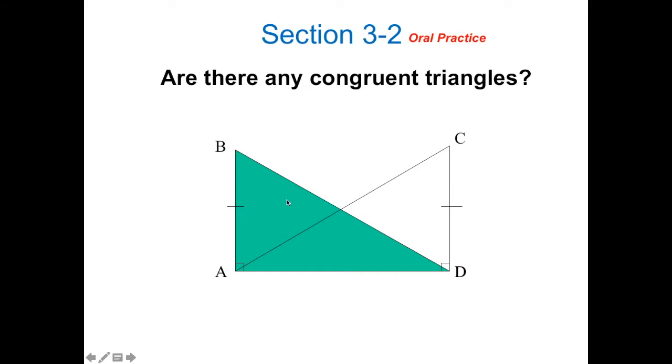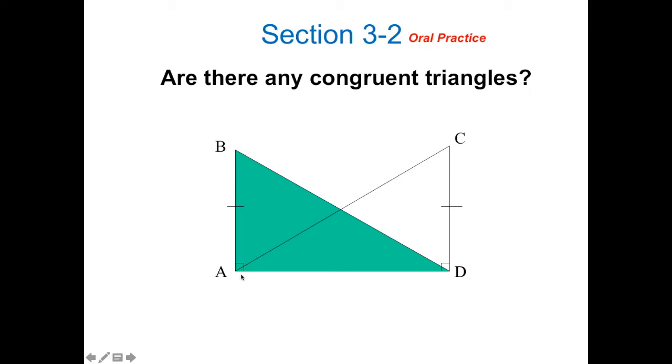So these two look like they could be congruent, right? This angle is congruent to that angle because they're vertical angles. This side's congruent to that side because it's given. But wait, is that all we know? Looks like that's all we know. Are there other triangles we haven't looked at yet that could be congruent to one another?